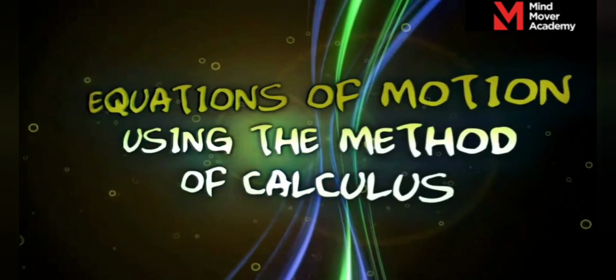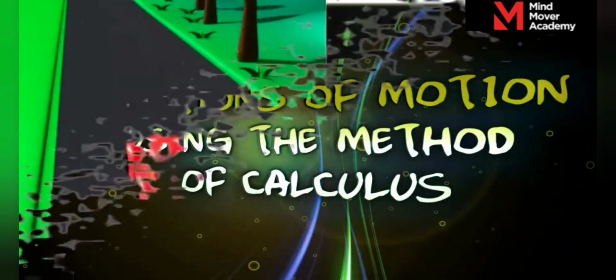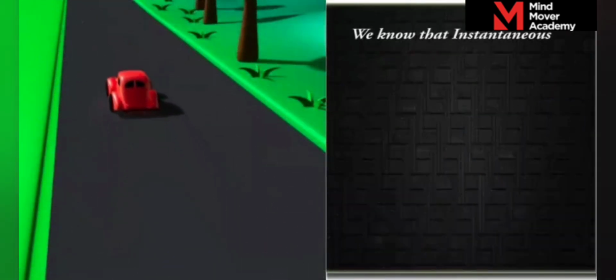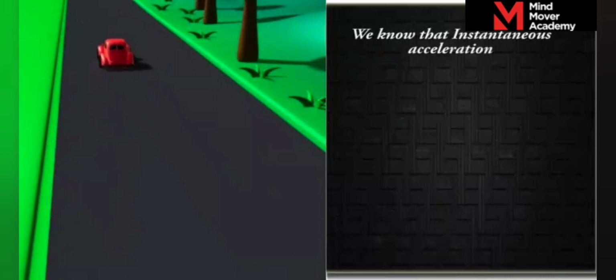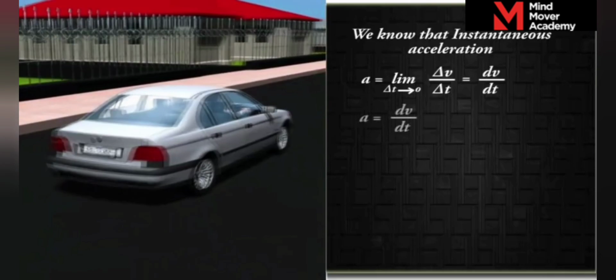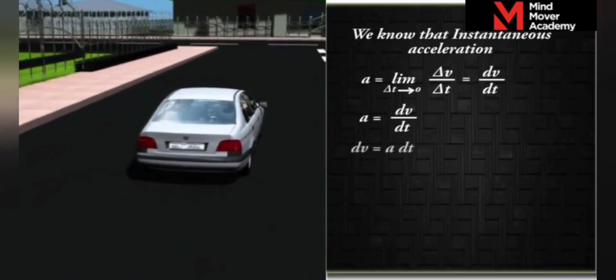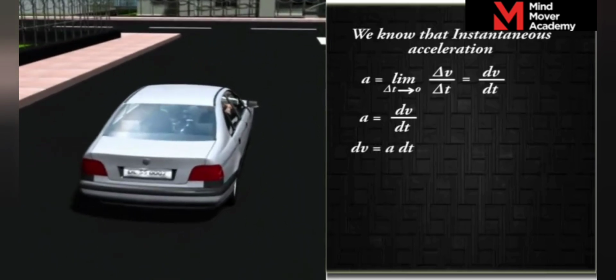Equations of motion using the method of calculus. We know that instantaneous acceleration a is equal to limit delta t tends to 0, delta v by delta t, is equal to dv by dt. a is equal to dv by dt. dv is equal to a dt.